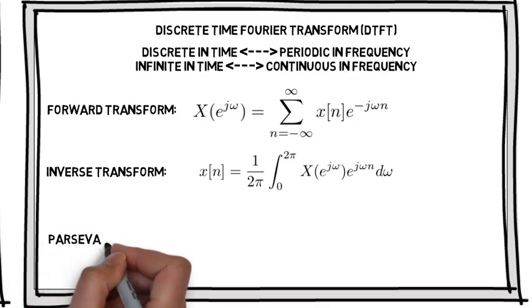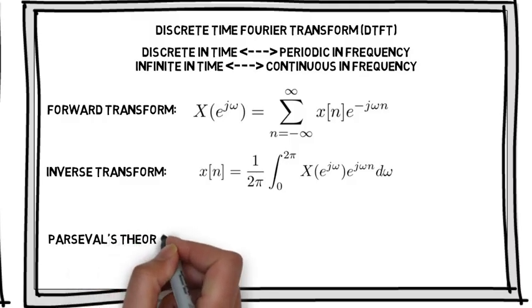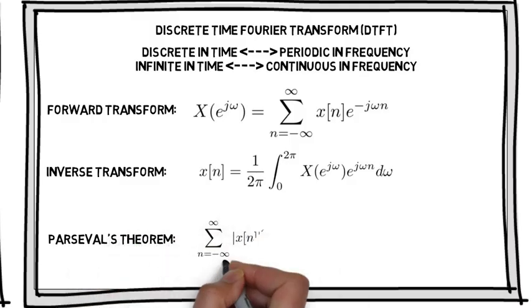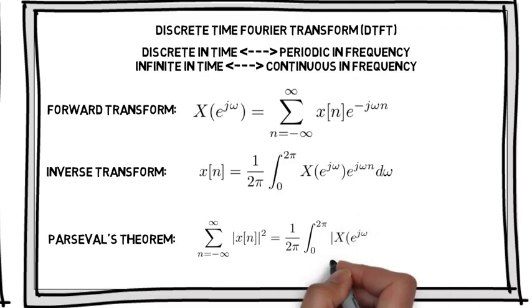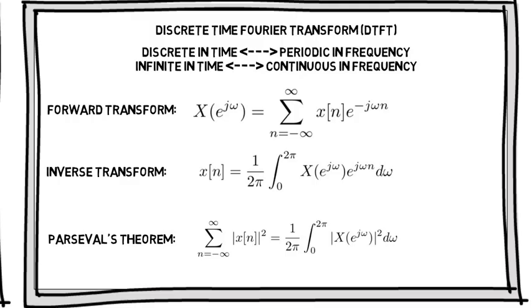There's a version of Parseval's theorem that applies, and it looks a lot like the CTFT Parseval's theorem. The total energy in the time domain, the sum from n equals minus infinity to infinity of the magnitude of x of n squared, is equal to the total energy in the frequency domain, which is 1 over 2 pi times the integral from 0 to 2 pi of the magnitude of x of e to the j omega squared integrated d omega.